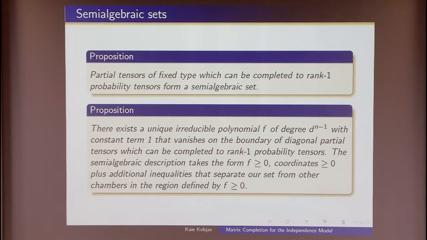And what we can say is that there exists a unique irreducible polynomial f of degree d^(n-1). So d was the order of the tensor, and n was the dimension, in one degree, with constant term 1 that vanishes on the boundary of diagonal partial tensors which can be completed to rank one probability tensors. And the semi-algebraic description takes the form f is greater than or equal to zero, all the coordinates are greater than or equal to zero, plus additional inequalities that separate our set from other chambers in the region defined by f greater than or equal to zero. So if you're confused right now, there will be an example on the next slide.